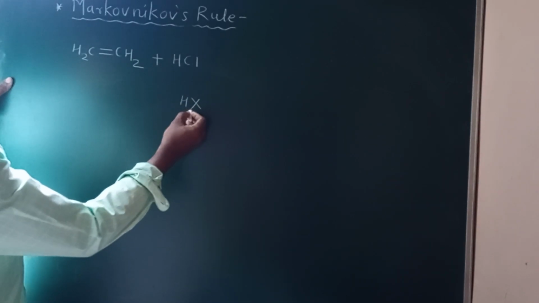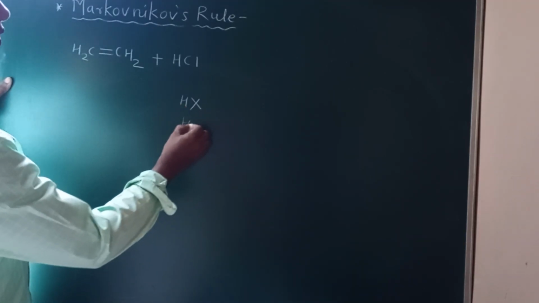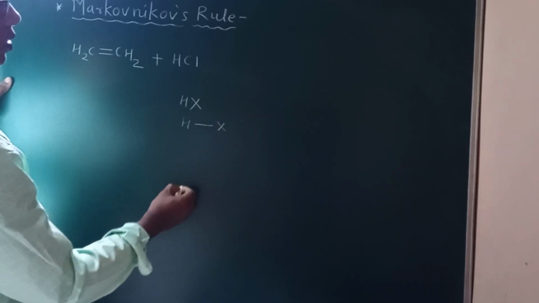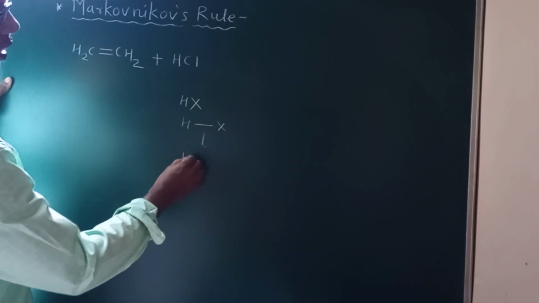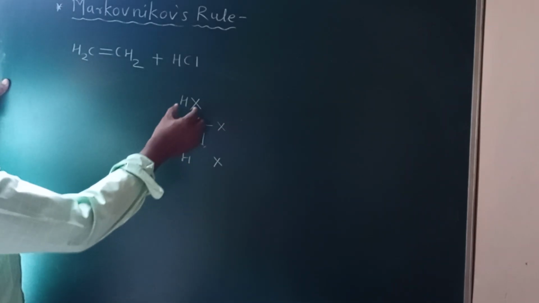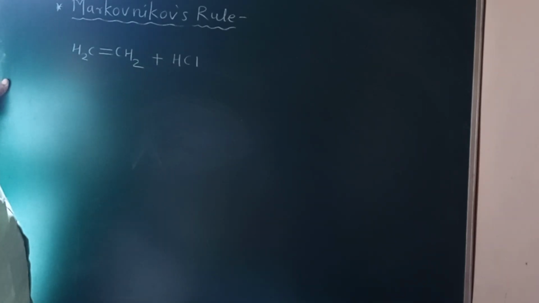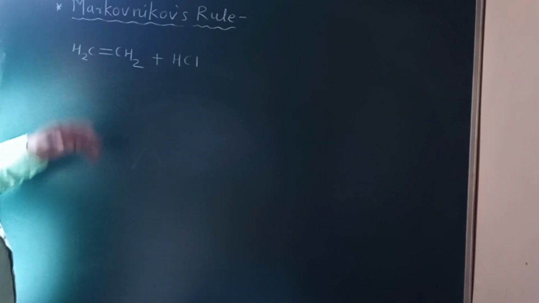Now this HX is not symmetrical, it is an unsymmetrical reagent because if we separate this HX molecule, it will give us H and X, which are not the same. So as it gives different fragments, this reagent is an unsymmetrical reagent. Okay, so this rule is applicable only when both are unsymmetrical. But here first of all I have taken a simple example of an alkene which is symmetrical.